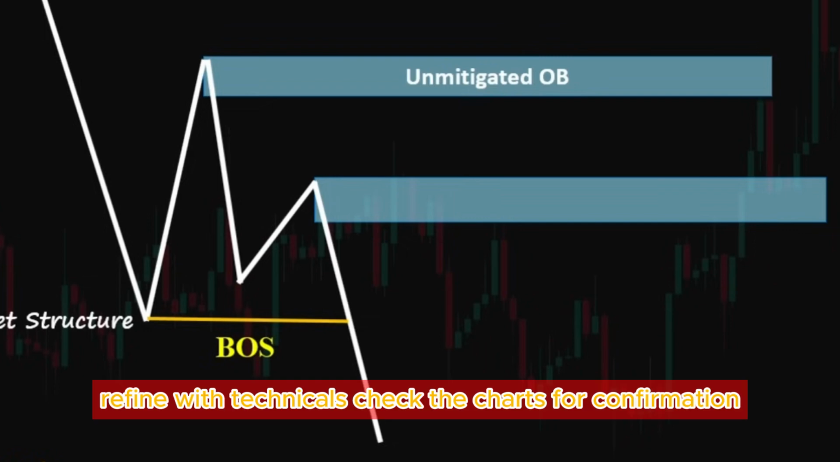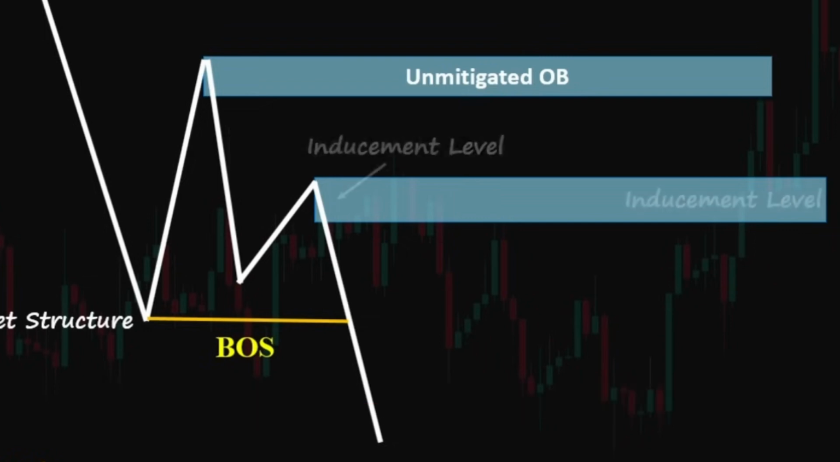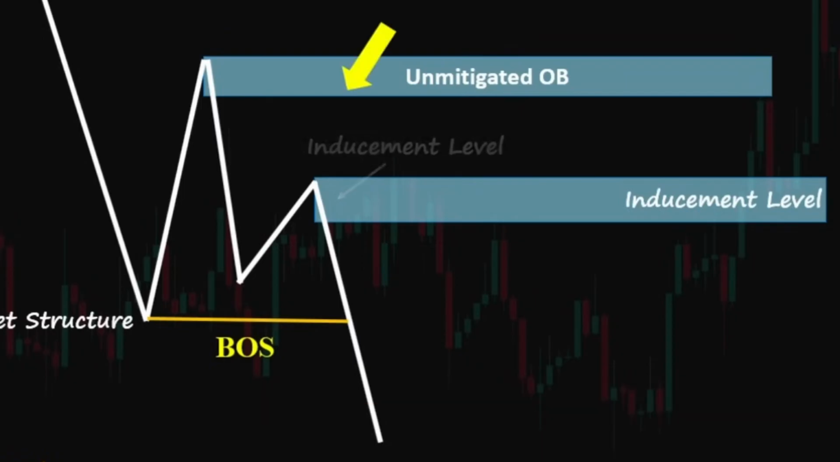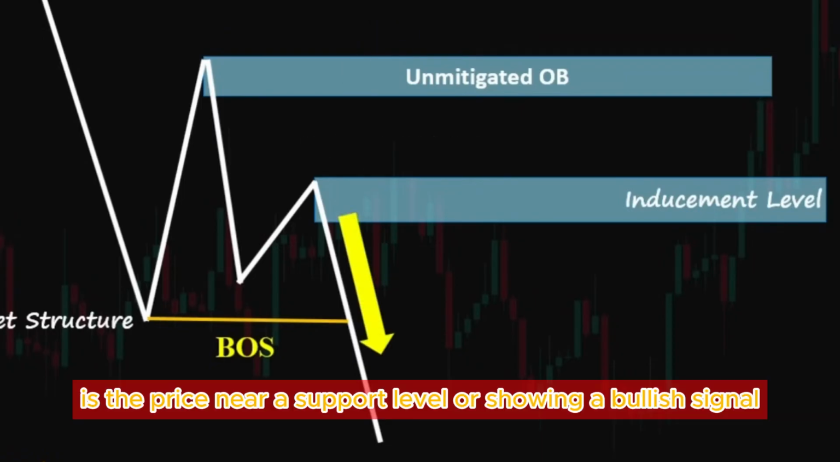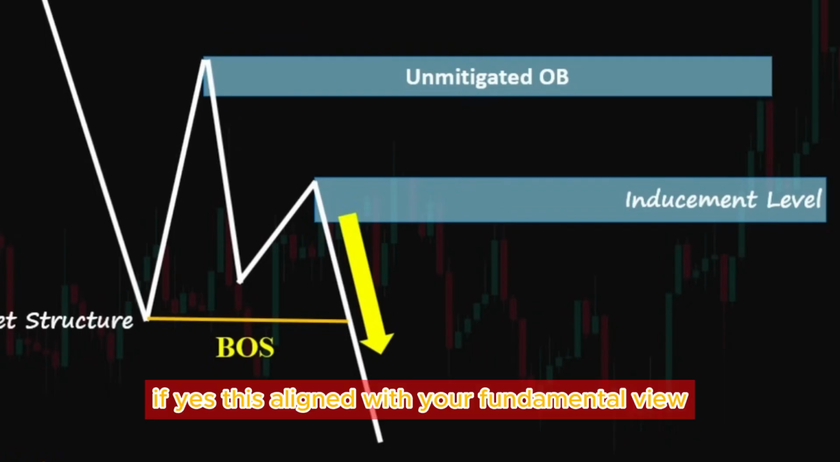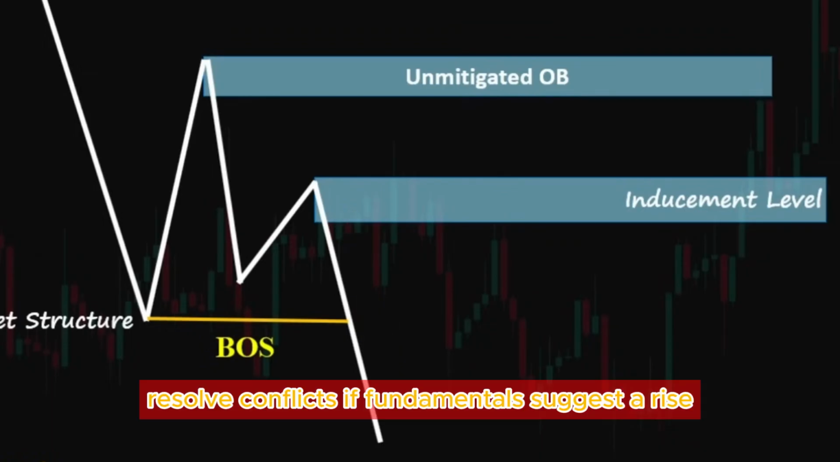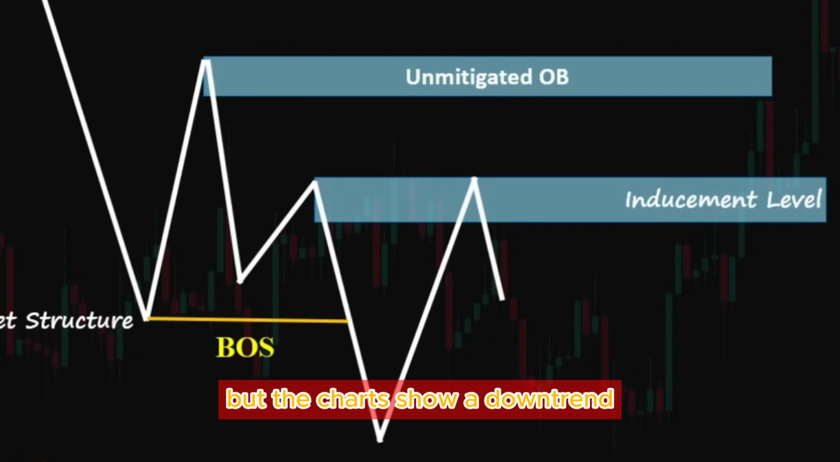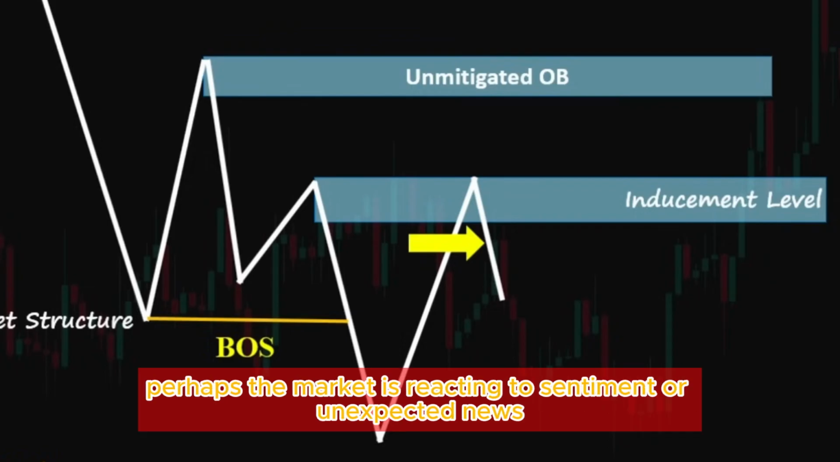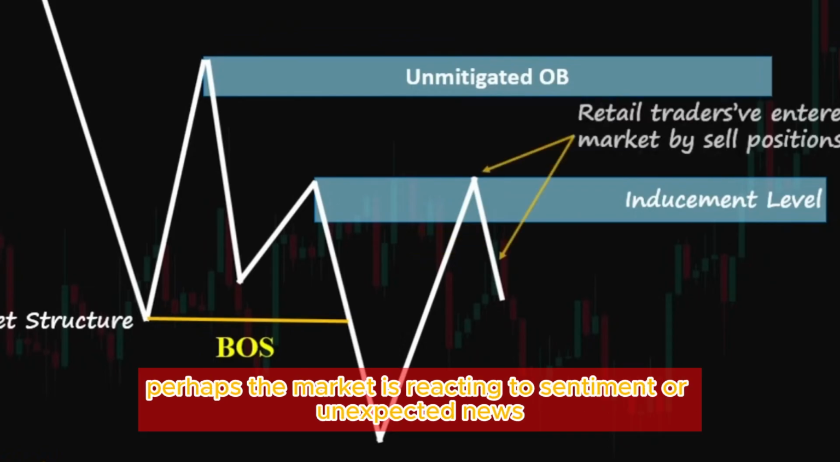Refine with technicals, check the charts for confirmation. Is euro to US dollar in an uptrend on the daily chart? Is the price near a support level or showing a bullish signal, e.g., RSI oversold? If yes, this aligns with your fundamental view, signaling a buy. Resolve conflicts. If fundamentals suggest a rise but the charts show a downtrend, be patient. Wait for a technical reversal or reassess the fundamentals. Perhaps the market is reacting to sentiment or unexpected news.